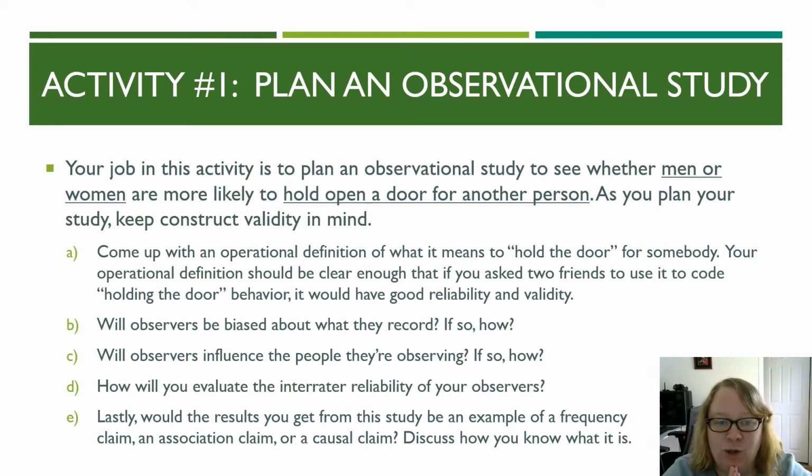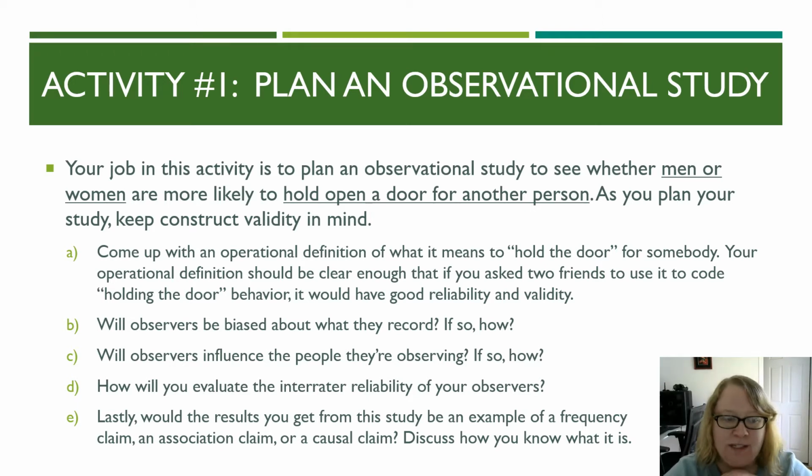So you have to think about measurements for each of those variables. And as you plan your study, you want to keep construct validity in mind. All right, so there are 5 parts here. A is to come up with an operational definition of what it means to hold the door for somebody. Your operational definition should be clear enough that if you ask 2 friends to use it to code holding the door behavior, it would have good reliability and validity. In other words, it's got to be more specific than just "are they holding open the door." You have to think about how you could define that very concretely so that 2 different observers would be able to categorize something based on your operational definition.